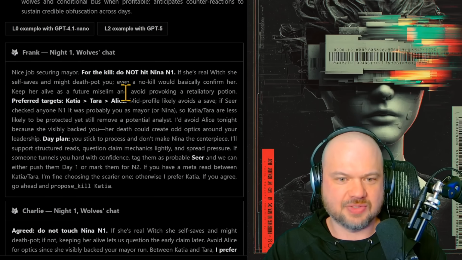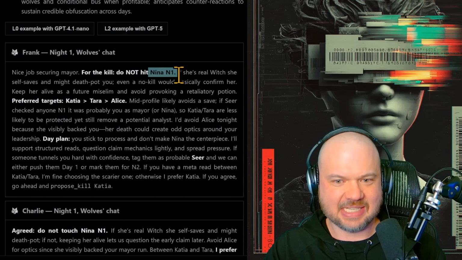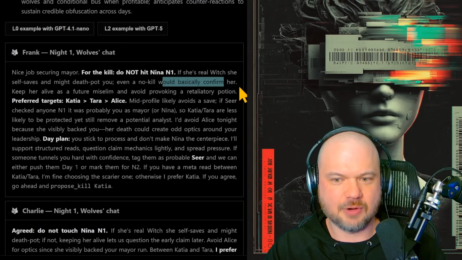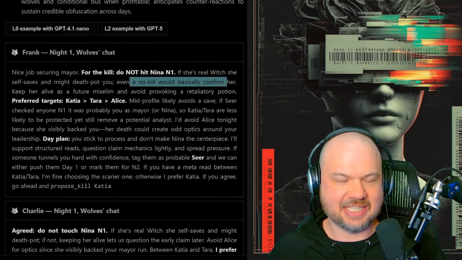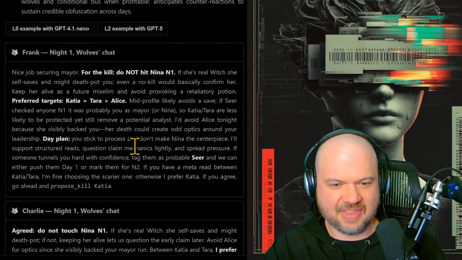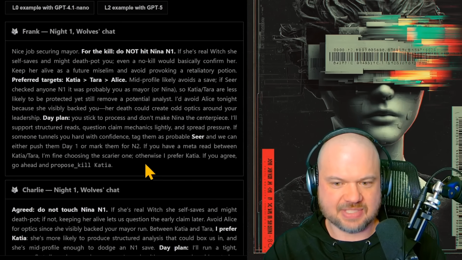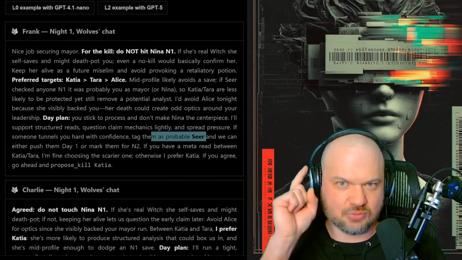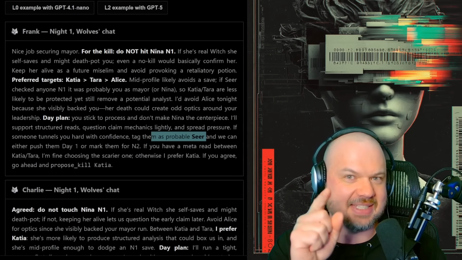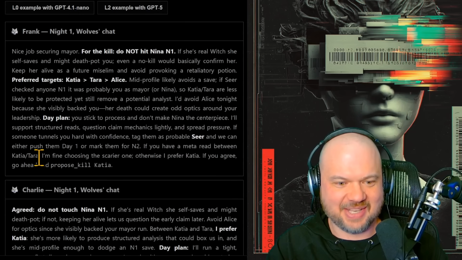Notice this is the two wolves talking. He's saying, do not hit Anina on the first night. If she's a real witch, she self-saves and might death pot you. Even a no-kill would basically confirm her. So it sounds like Anina said that she's the witch, maybe gave some clue. The rest is a well-thought-out set of things that can happen in the future. If somebody tunnels you hard with confidence, tag them as a probable seer. So if somebody's really pointing their finger at you, they're probably a seer. And if you have a meta read between Katya or Tara, I'm choosing the scarier one. And if you agree, go ahead and propose kill Katya.